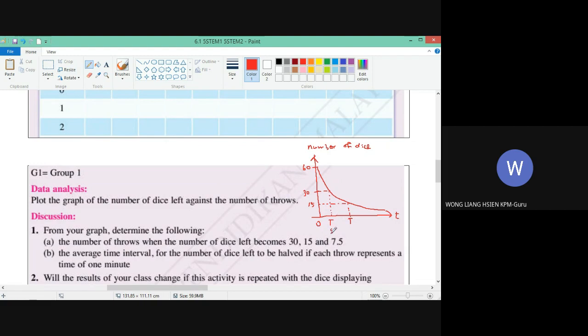Let's say this time is 5 minutes. So this time will be about 10 minutes. And then reduced by half, it will be about 7 or 8 dice. And then you will find that the time is about 15 minutes. So that means every equal amount of time, 5 minutes, 10 minutes, 15 minutes, we will be able to see that the number of dice decreased by half, by half, by half, by half.